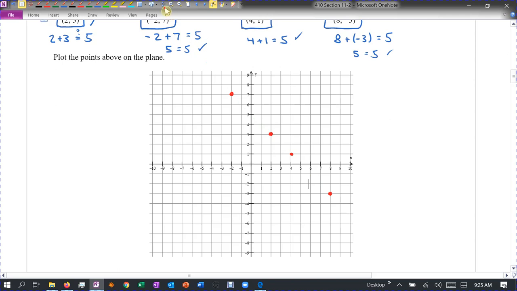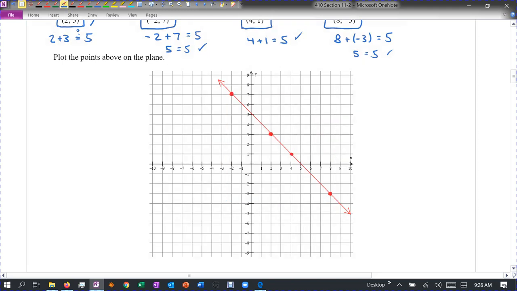Let me draw a better line. So let me try this. This thing's real touchy here. It's not doing a very good job for me. There we go, that's better. See if I can... There it goes. Okay. So there's the line that goes through those points.